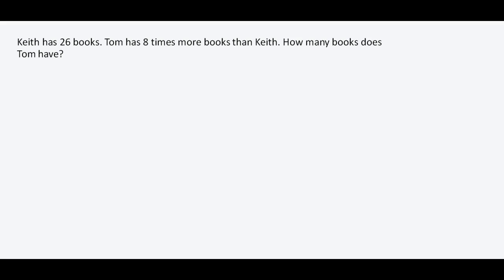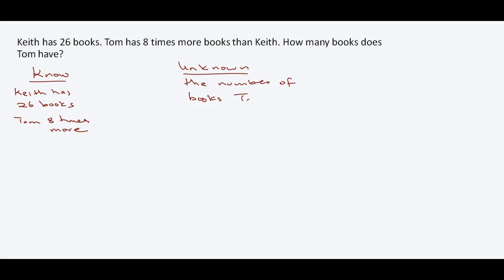Final example. Keith has 26 books. Tom has 8 times more books than Keith. How many books does Tom have? So what do we know? We know that Keith has 26 books. We also know that Tom has 8 times more. What don't we know? What we don't know is the number of books Tom has.